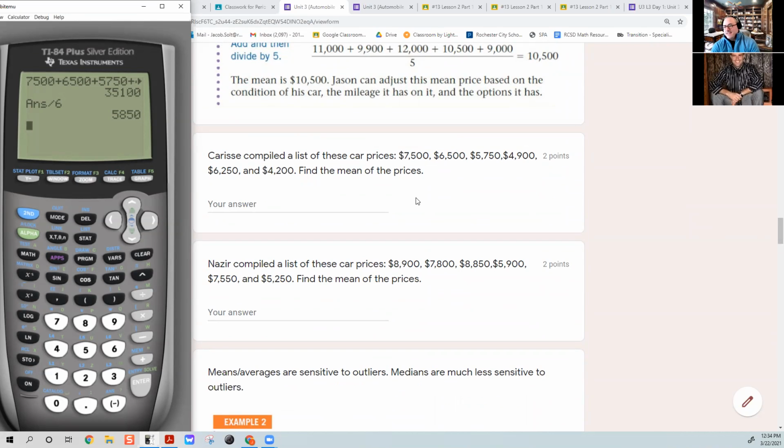All right, Nazir compiled a list of car prices. We've got 1, 2, 3, 4, 5, 6 numbers again. Find the mean of these prices. Let me give you a minute.